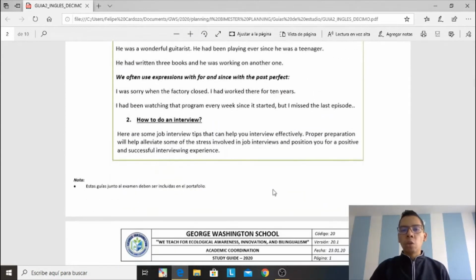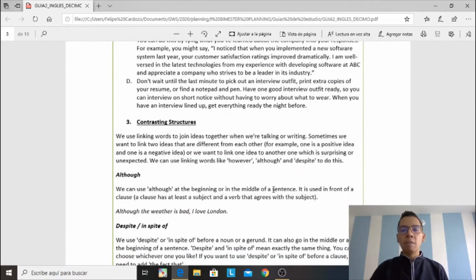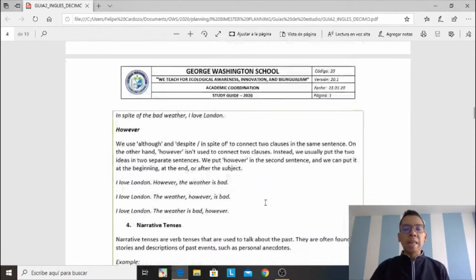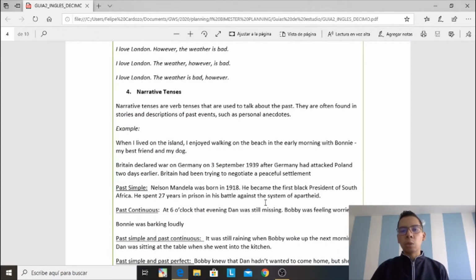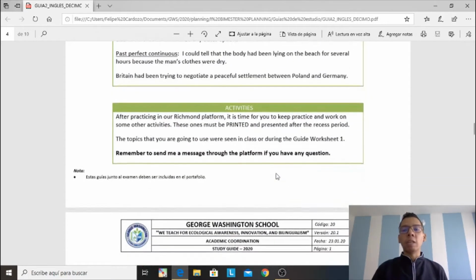Then we move through how to do an interview, the 4 steps that we have to follow to do it. Then we have the contrasting structures. I hope, based on the first video and the first study guide, you move to look for more contrasting words or connections or linking words that we use to do a contrast or a comparison between different topics. And the last topic was narrative tenses, which are examples of retelling and doing descriptions of events from the past, okay? After having this, you have the activities section.